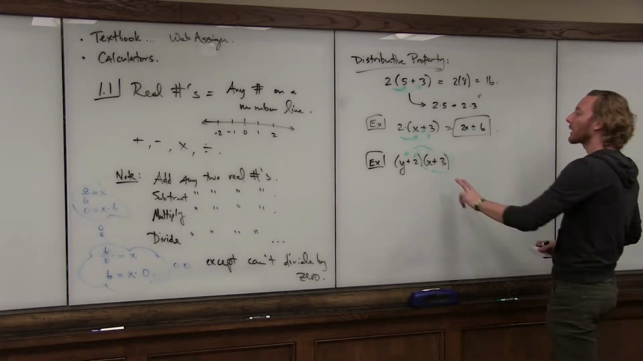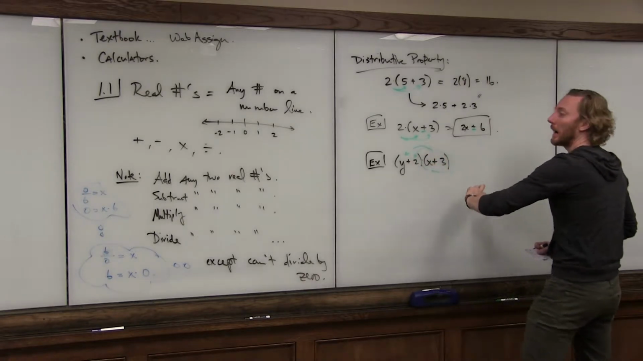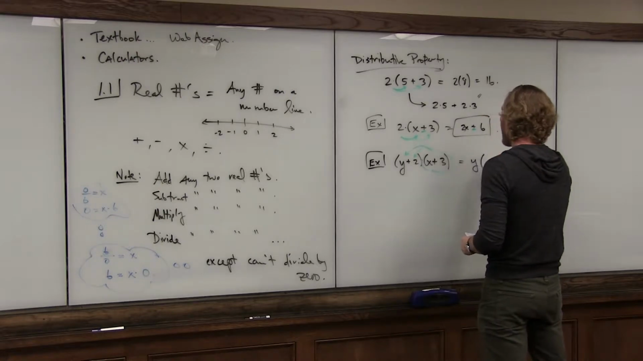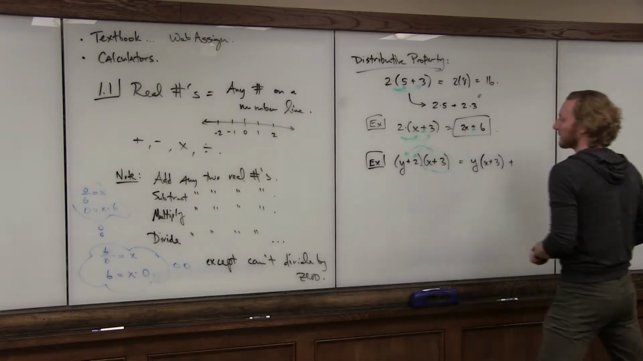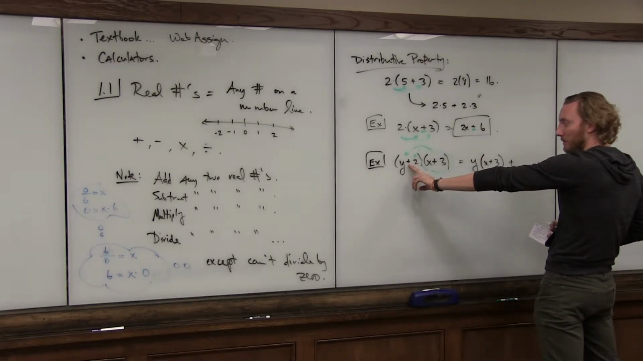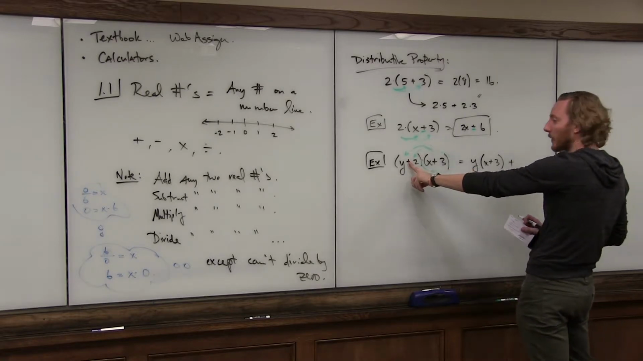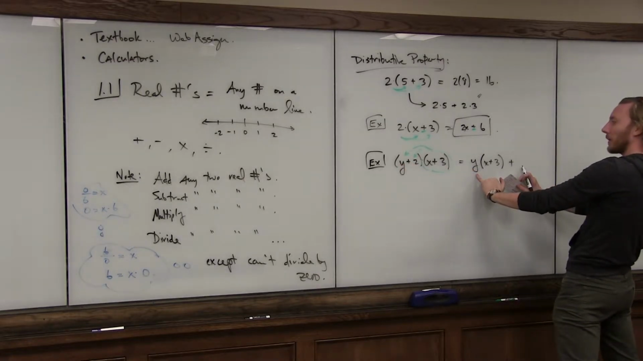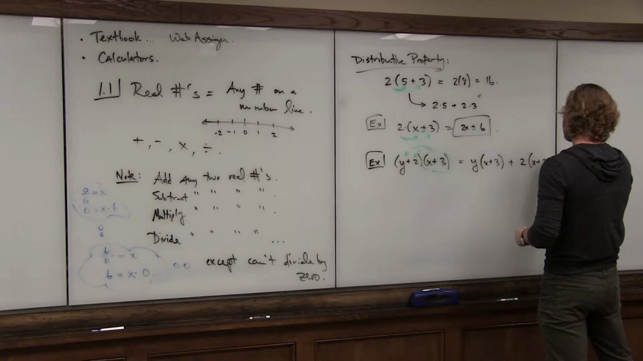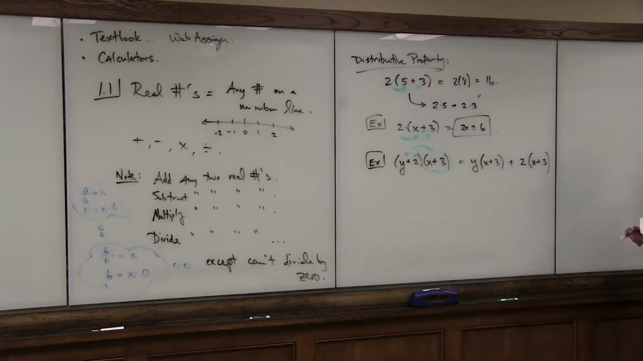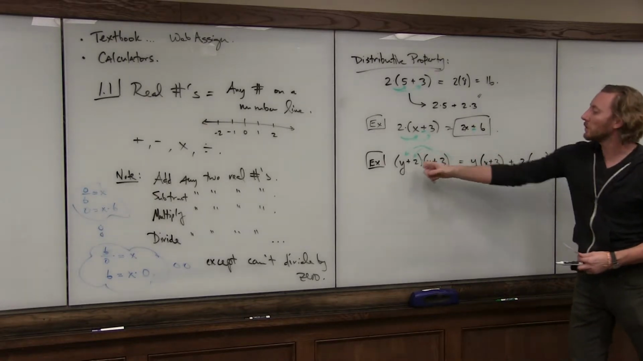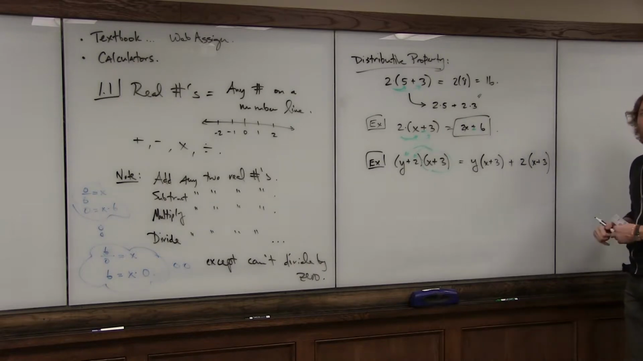So what are we going to do? We're going to take this x plus 3 and distribute it to the y and distribute it to the 2. So take the x plus 3 and distribute it to the y, you're going to get y times x plus 3. Put a plus sign in between, because now when we distribute to the 2, there's a plus sign in front of the 2, separating the y and the 2, and that 2 is going to have x plus 3 distributed to it. x plus 3 distributed to the y, x plus 3 distributed to the 2, separated with a plus sign because the y and the 2 are separated with a plus sign.